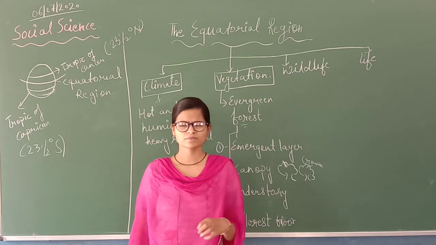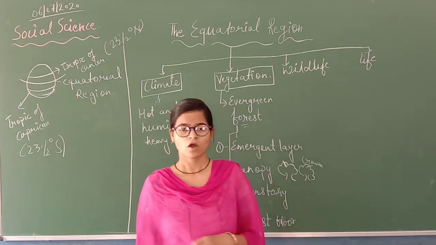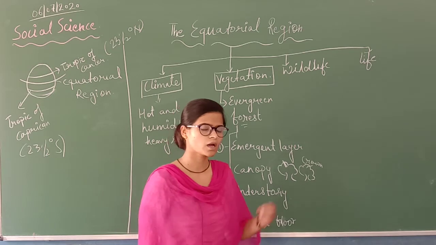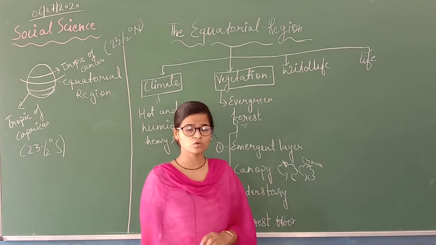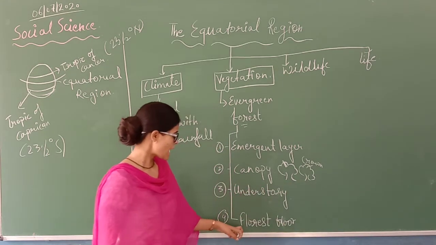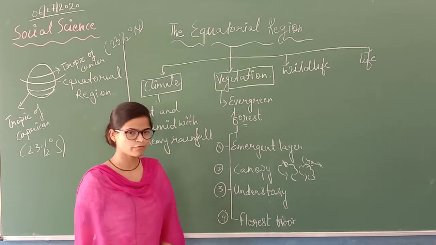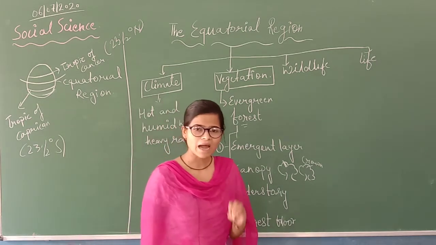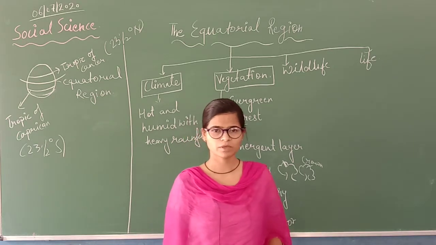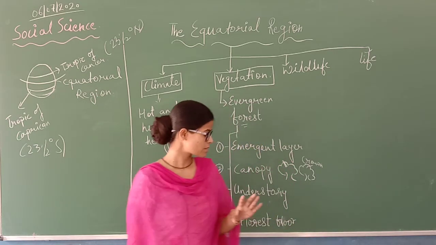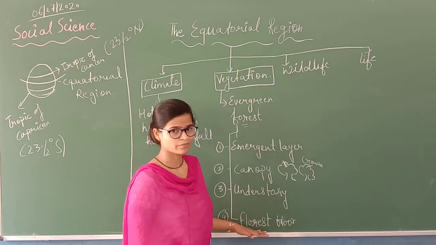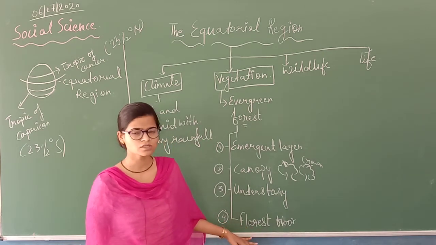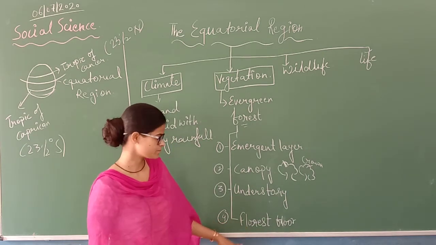Shrubs, herbs, or you can say all the bushes. This layer will include all those plants. And then we have the forest floor. In the forest floor, plants like creepers and climbers will come under this layer. That means forest layer.